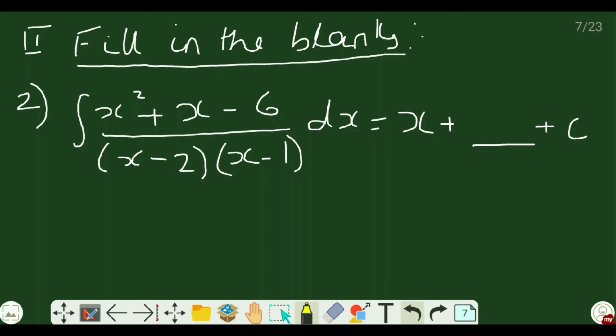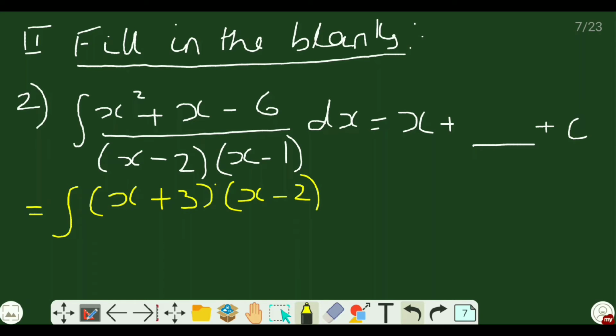Now in this case, we observe that the numerator can be factorized like this. So we get this way, that is x square plus x minus 6 becomes, upon splitting the middle term and factorizing further, x plus 3 into x minus 2. And the denominator remains as it is.